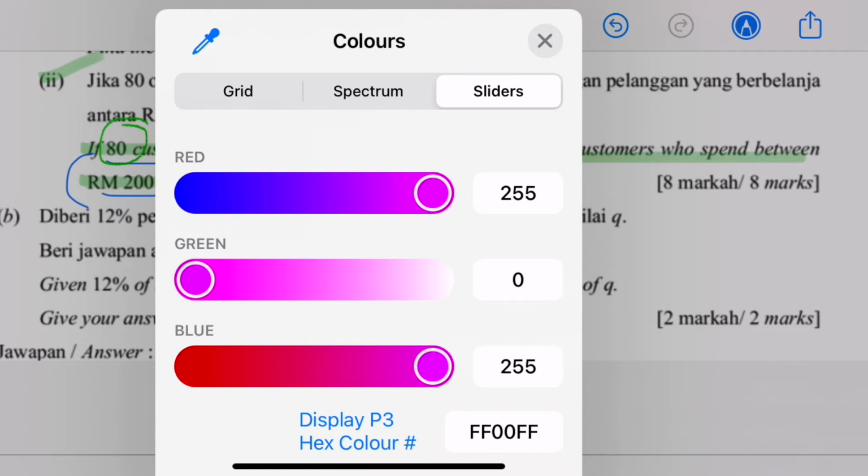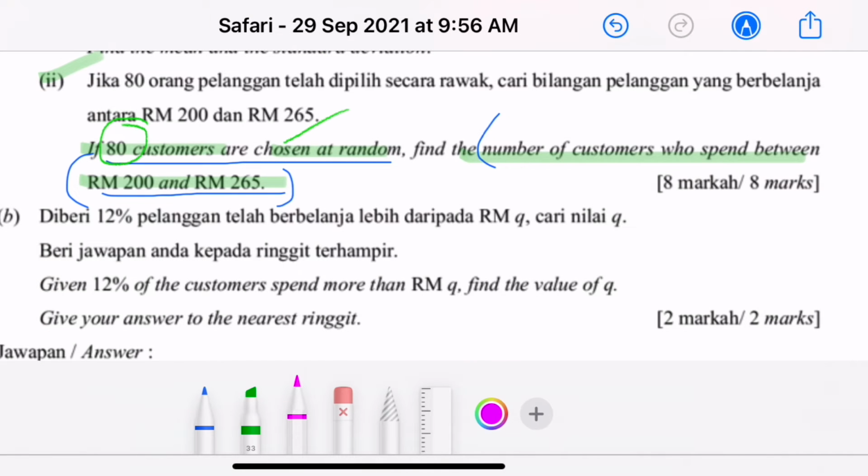The 80 is the sample, the total number of the sample given. So let's write down the number of sample is 80, and we assume that the customers that spent 200 to 265 are the event that we want to find. Okay, customers that spend between 200 to 265.